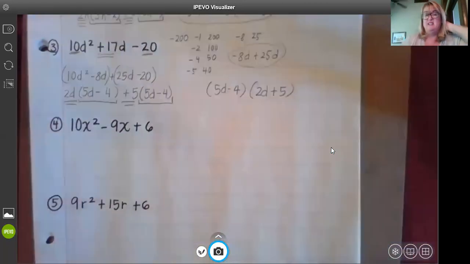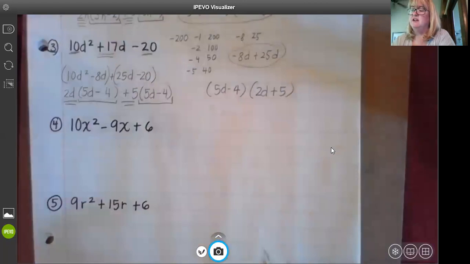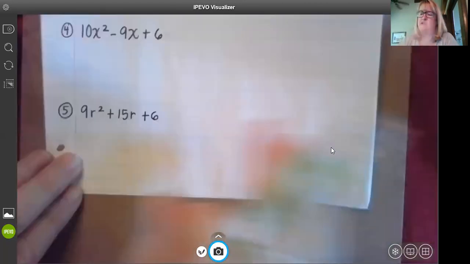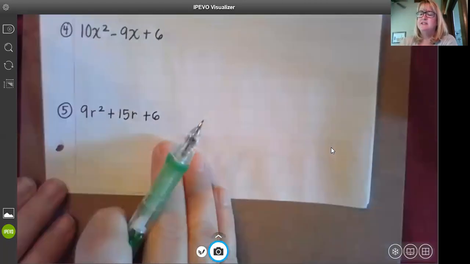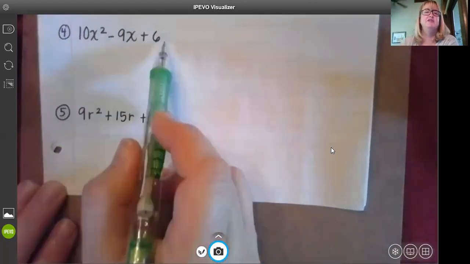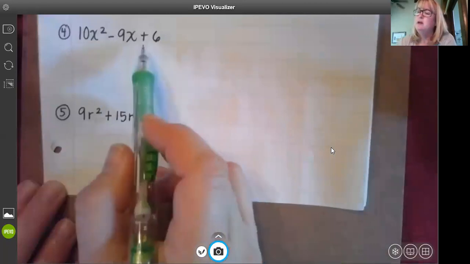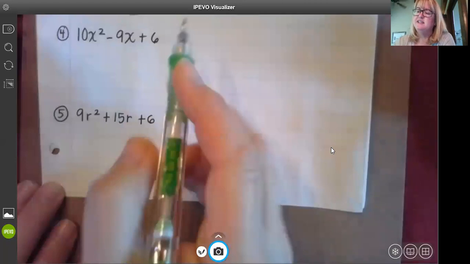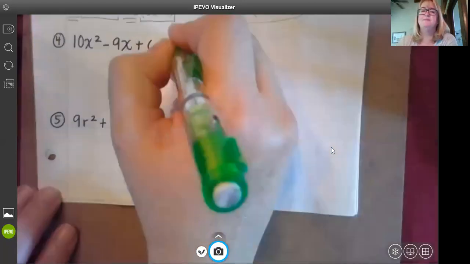All right, there's number 3. Let's look at number 4. 10x squared minus 9x plus 6. Can I factor anything out of these numbers? The answer is no. So we are going to multiply 10 times positive 6. That gives me positive 60.